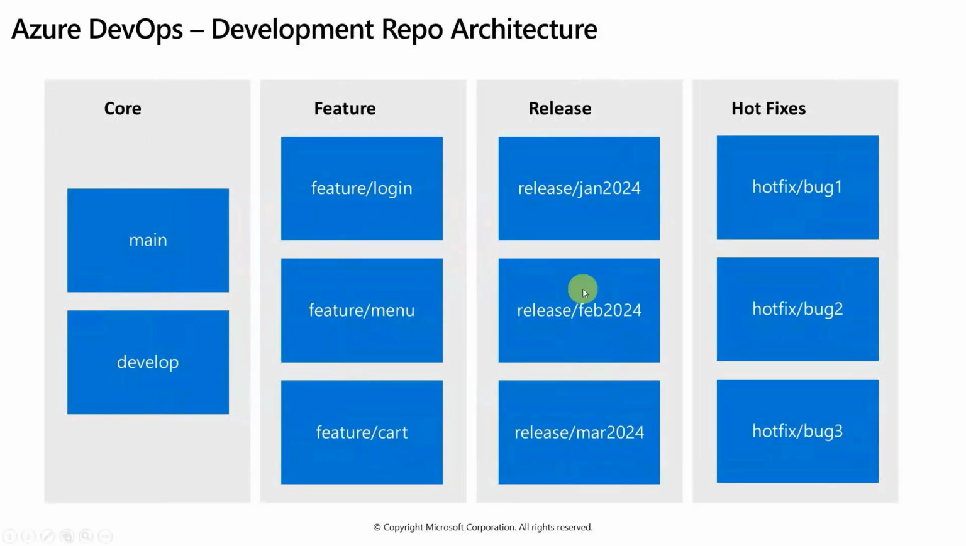I was saying that developers will write code here in feature branches. Developers will write code here in hotfix branches, right? But I never said developers will directly write code here in release branches. In release branches, people will do a cherry pick from develop. I never said developers will write code here directly.